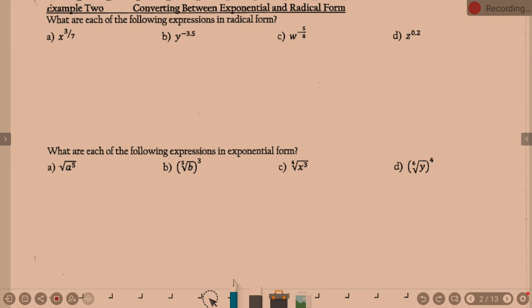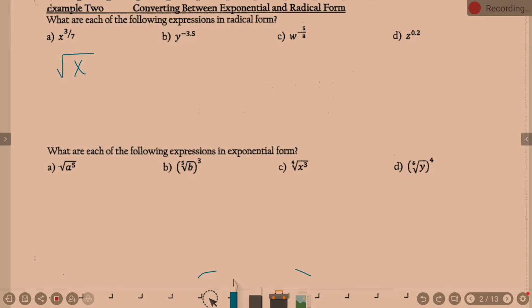X to the 3/7. They want it in radical form, which means I'm going to be writing a radical. What goes under my radical? That, of course, is the base of x. Now, how do I write x to the 3/7? Where's my 3 go? Where's my 7 go? That's the big deal. What do you think, Justin? It's the 7th root of x to the 3.